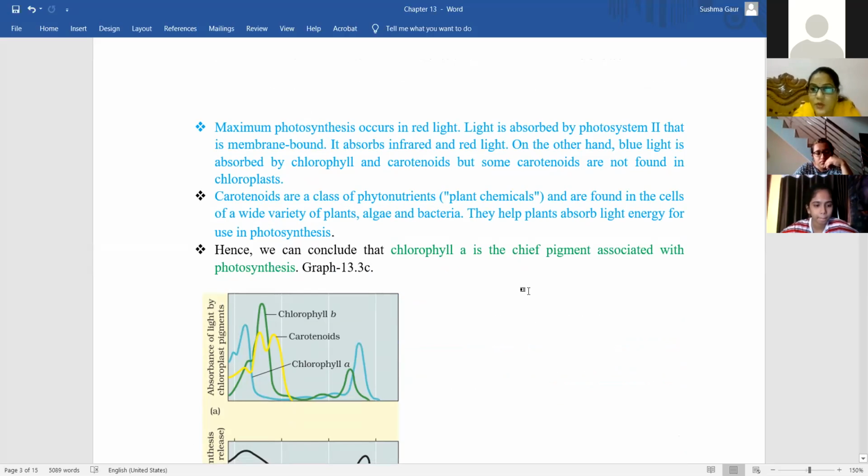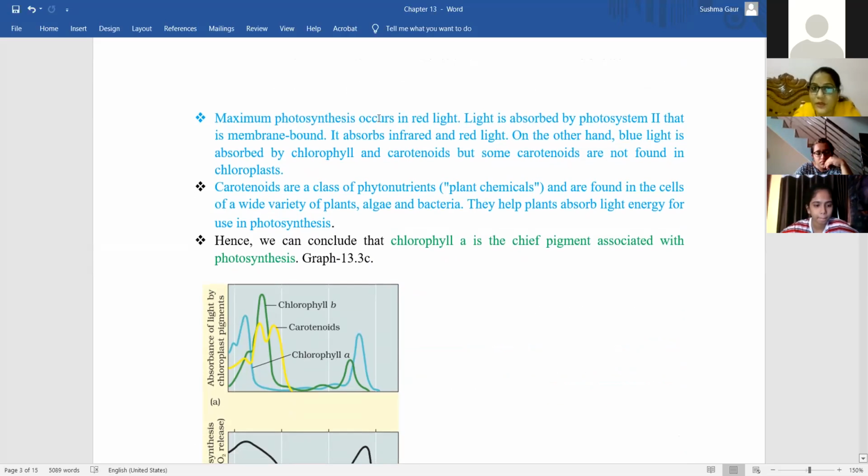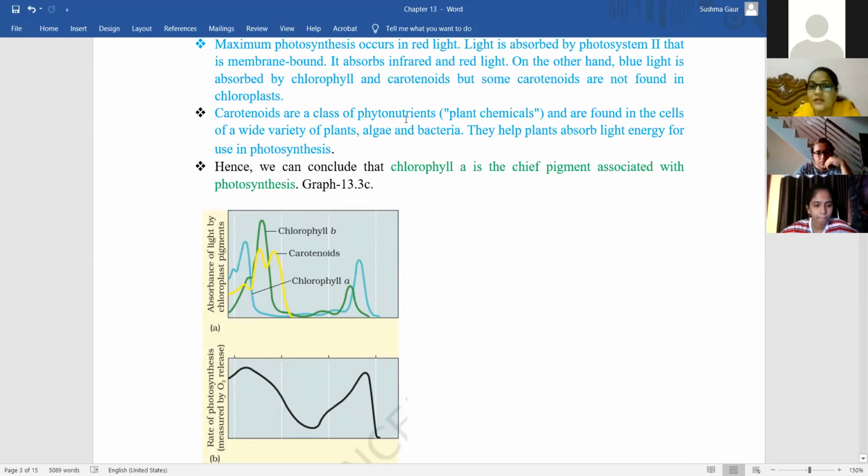So what are carotenoids if a question is asked? The carotenoids are the phytonutrients. What are phytonutrients? Plant chemicals or the nutrients that are obtained from plants. They are found in the cells of a wide variety of plants, algae and bacteria. What is their function? They help plants to absorb the light energy to be used in the photosynthesis process.